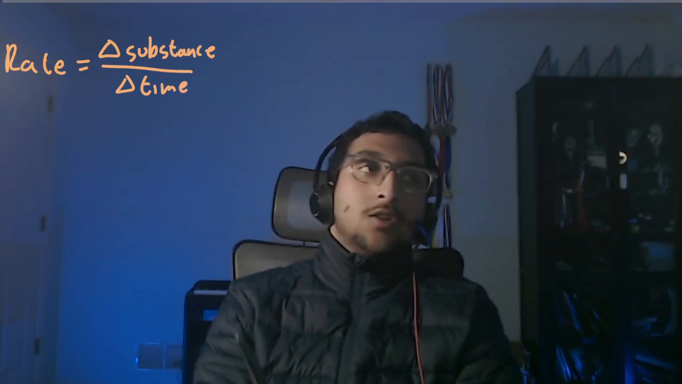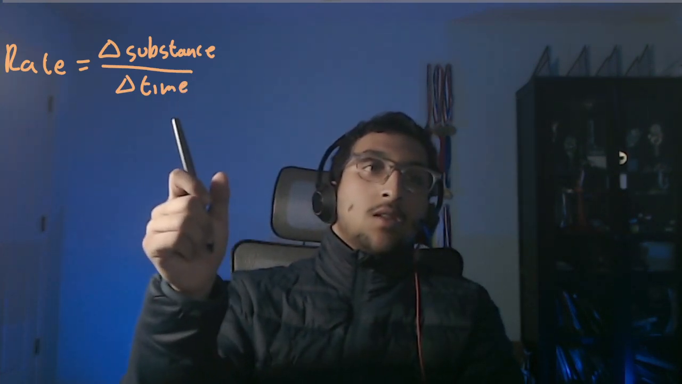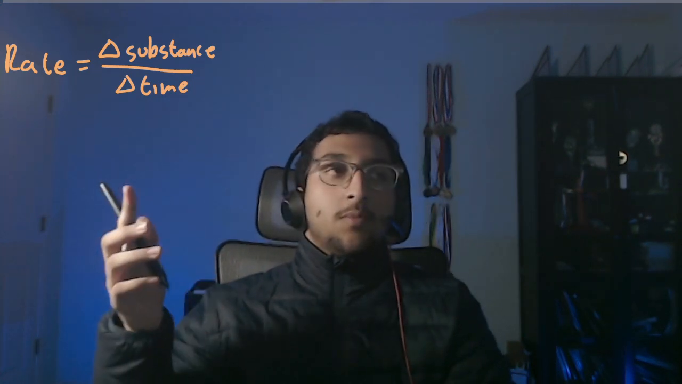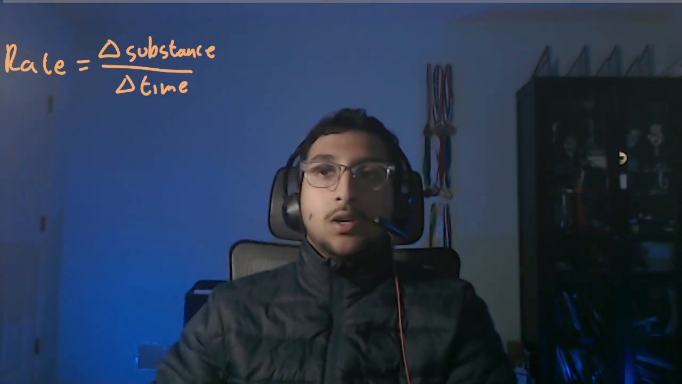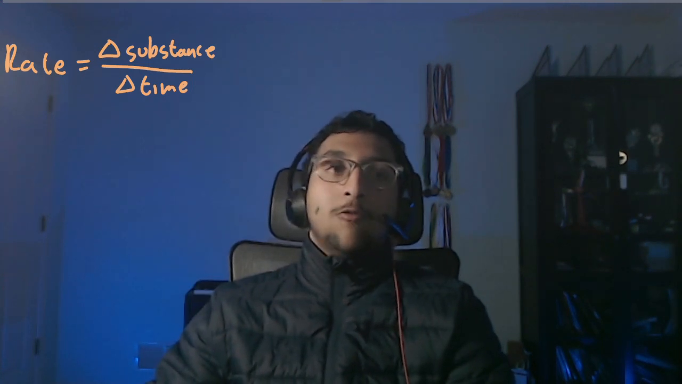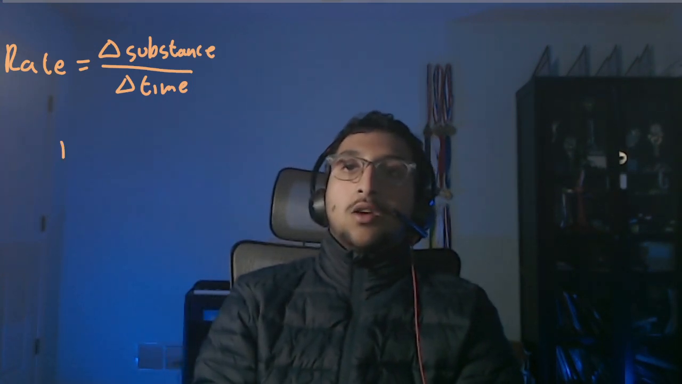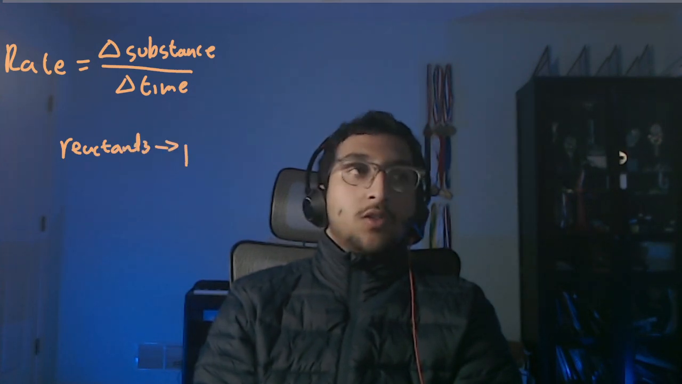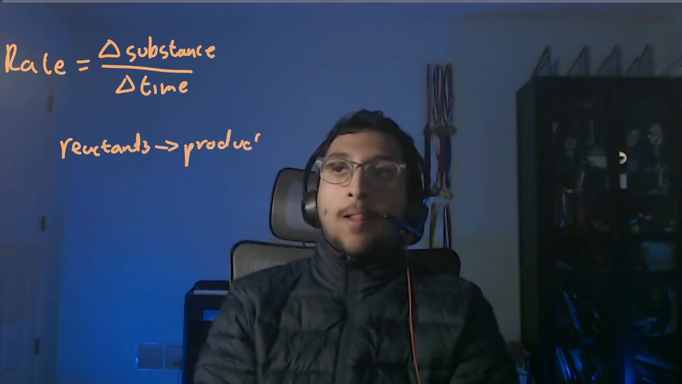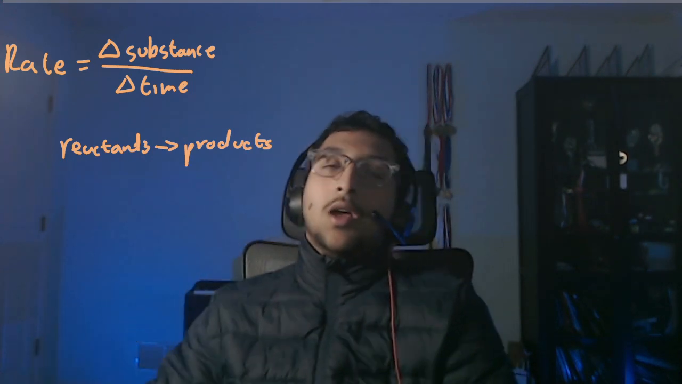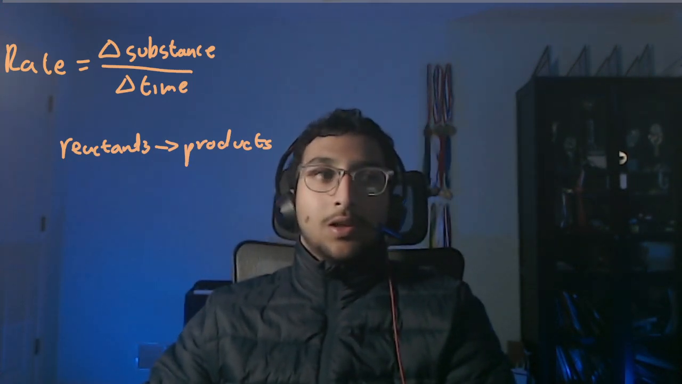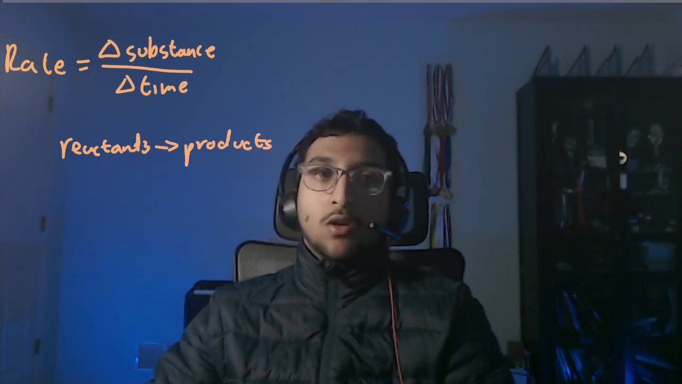So this is either expressed as the amount of reactant consumed by the reaction or the amount of product that is formed. So once again, it says how fast reactants are being converted to products. And knowing this allows us to define some properties about rates of reactions.